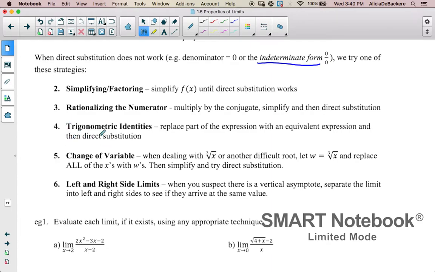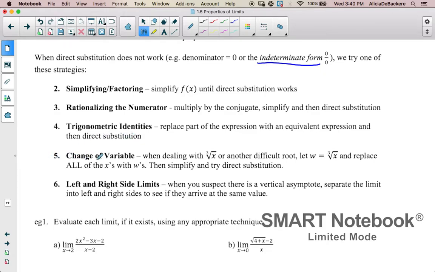Another strategy is trigonometric identities. Here we're going to replace part of the expression with an equivalent expression. So you can think about, like, if I had sine x over cos x, maybe I replace that with tan x or something like that. And then we use direct substitution. It could also be like a compound angle formula or something like that.